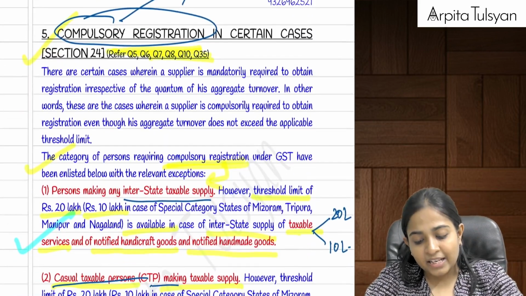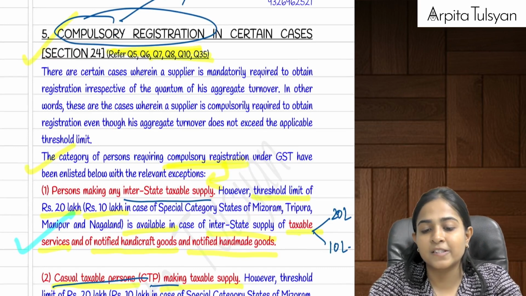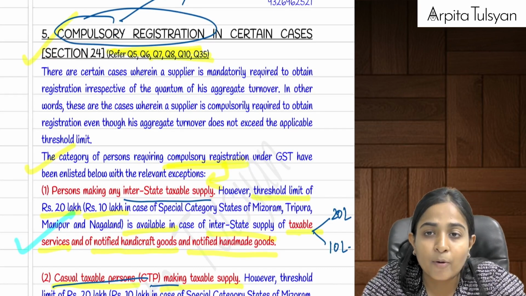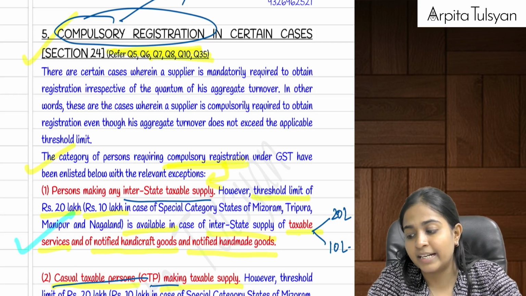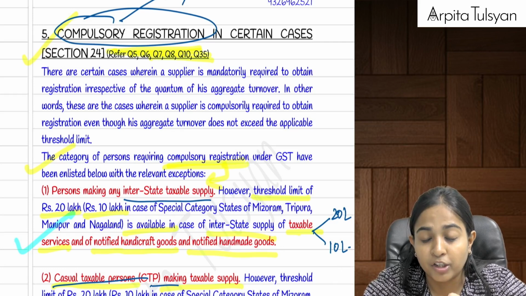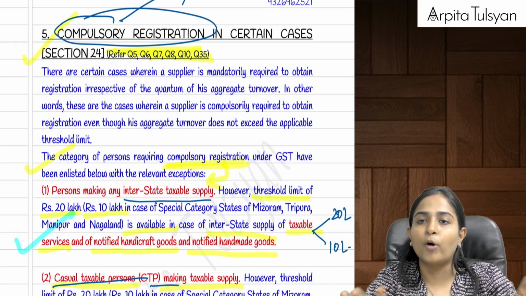Then going on to the next section, that is section number 24. Section 22 was persons liable to get themselves registered. Now we are going to section number 24, which talks about compulsory registration. What did we study in compulsory registration? In compulsory registration, irrespective of the threshold limit, you have to get yourself compulsorily registered. 12 points were discussed in this.